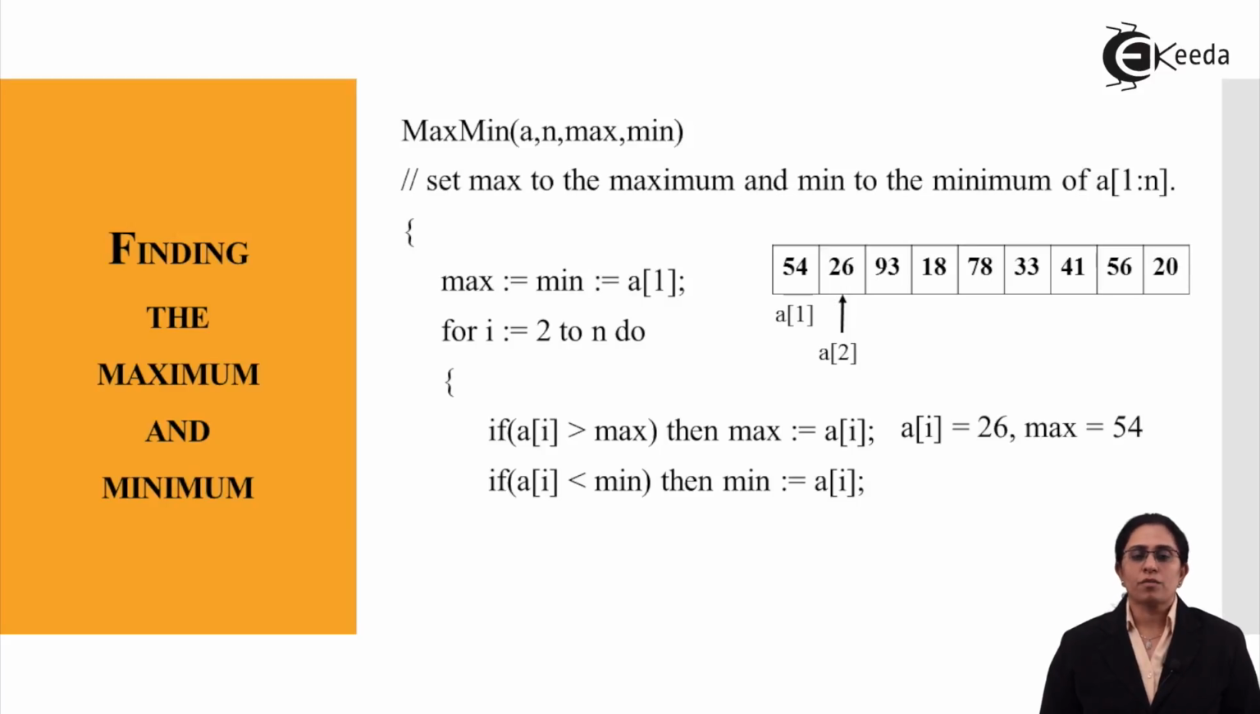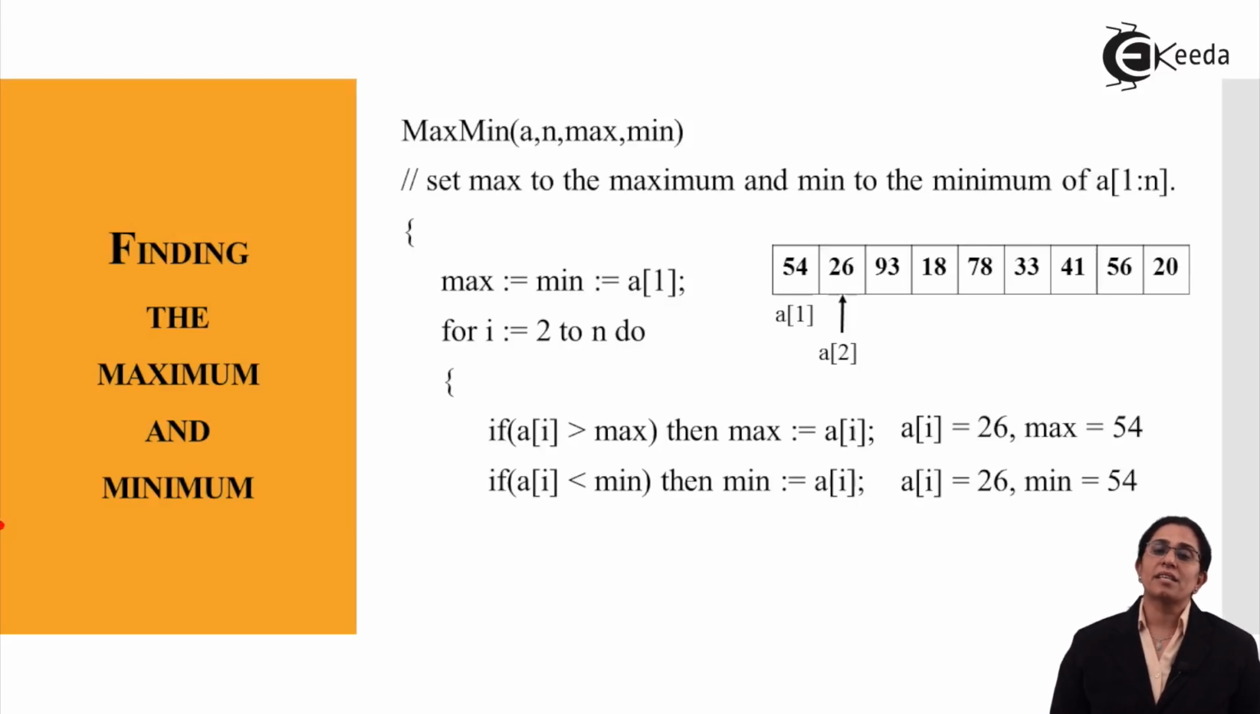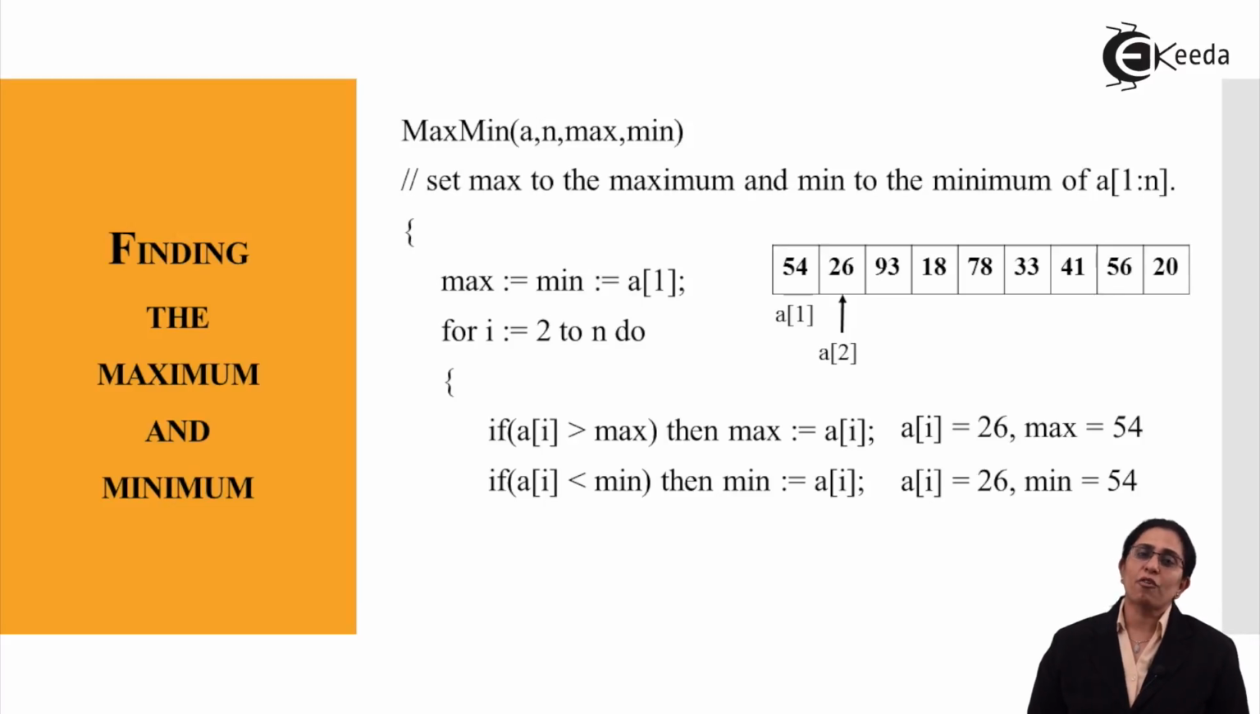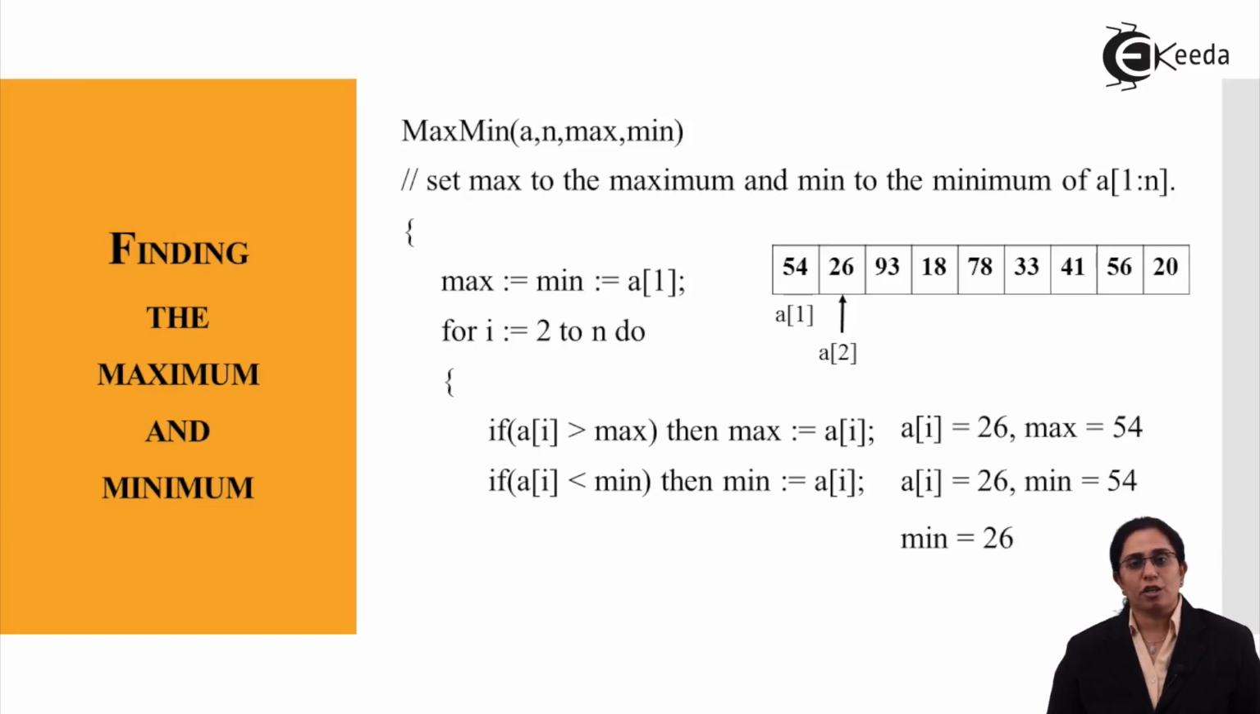The next statement that comes is if a of I is less than minimum. If the value of a of I is less than minimum, then min is equal to a of I. We know a of I is 26 and minimum has been assigned to 54. But 26 is less than 54. So here the then statement will be executed and min is equal to a of I will come into picture as an assignment statement. So now the value of min becomes 26 and this is the closure of the for loop, but this will continue till I reach the maximum size of my array.